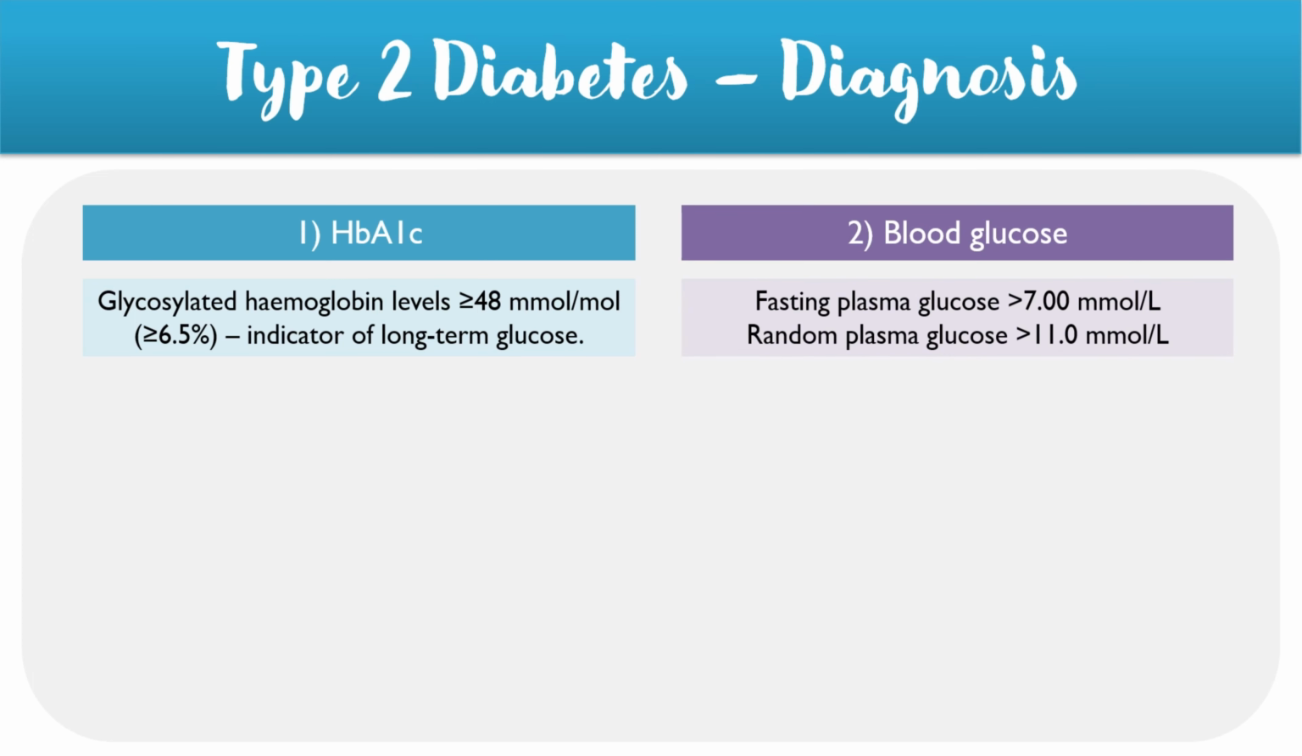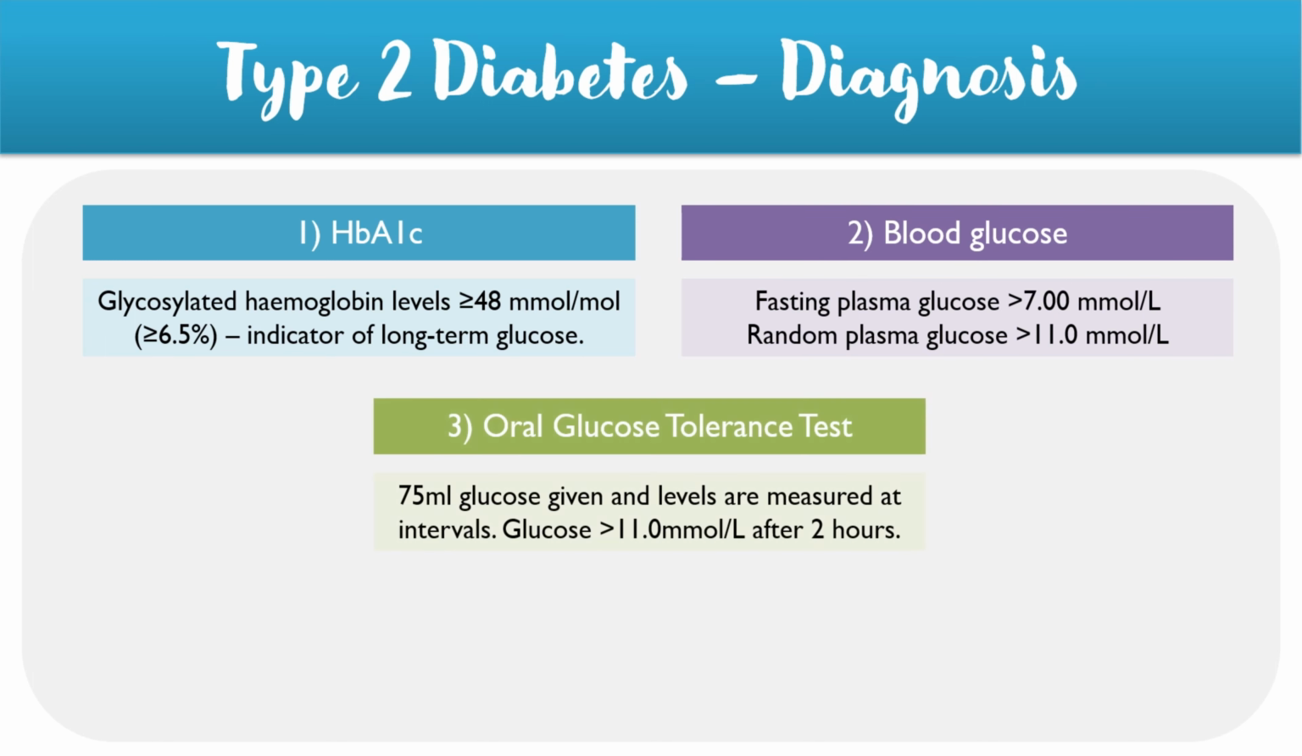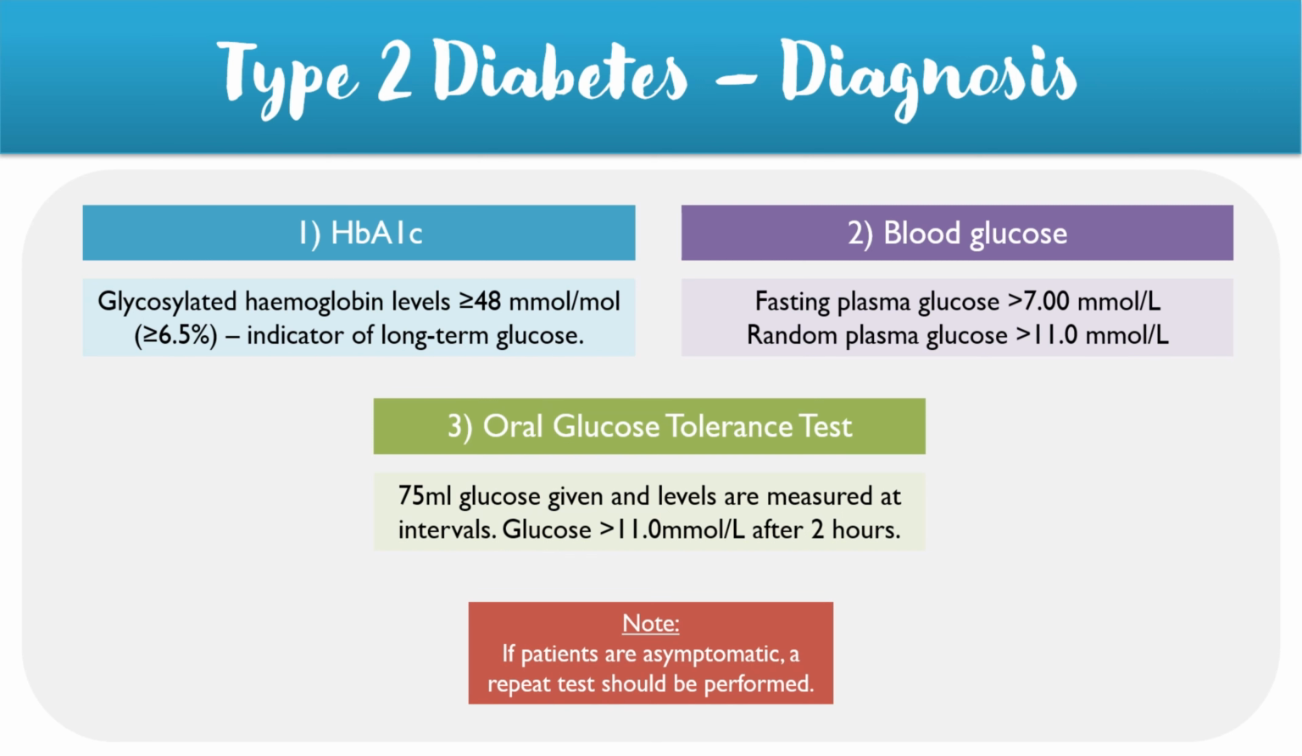Blood glucose can also be measured, with different cutoff values depending if it's a fasting plasma glucose test or a random plasma glucose test. And in some instances, the oral glucose tolerance test can be performed, where glucose is administered to the patient and levels are measured after 2 hours to see the response. It's worth noting that if patients are asymptomatic, a repeat test should always be performed to confirm the diagnosis.